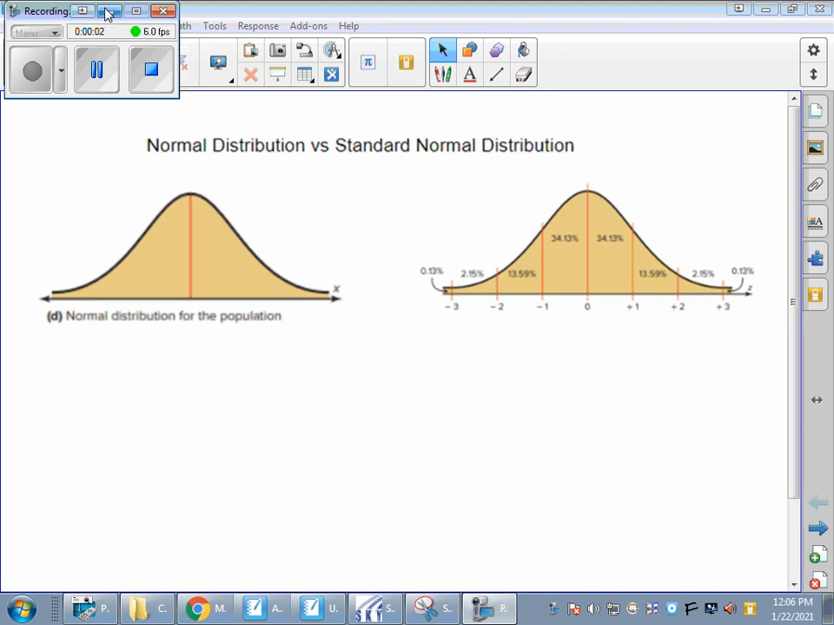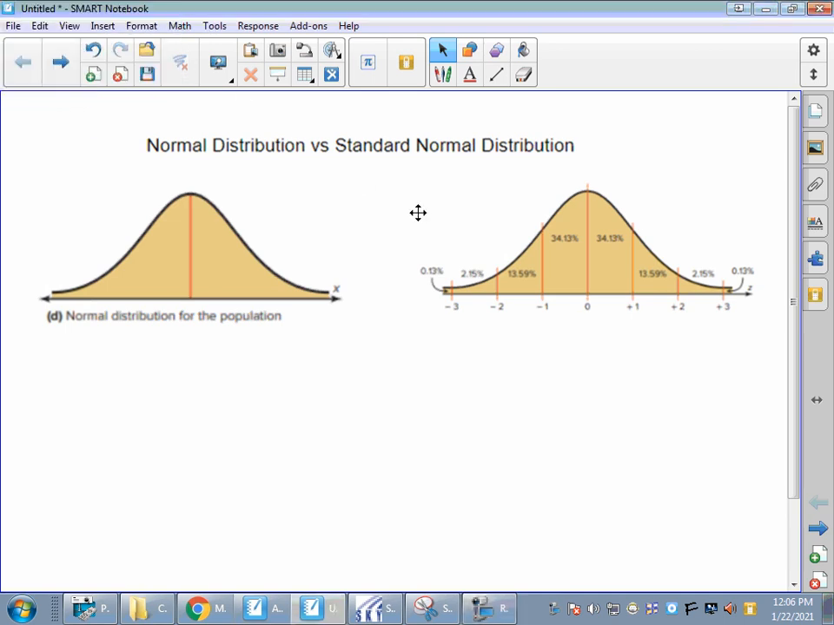Hi guys, let's do a quick run through of finding area under the curve. So first thing everybody saw, we talked about the difference between a normal and a standard normal distribution.